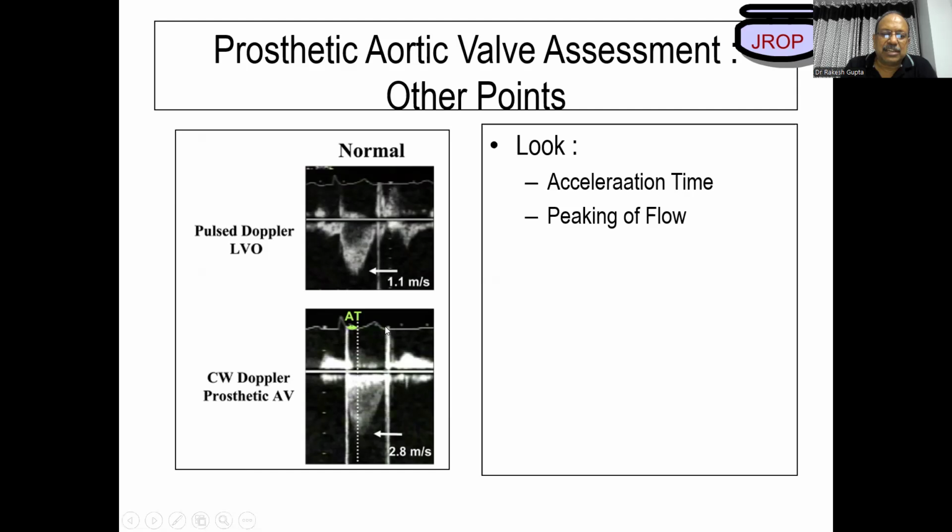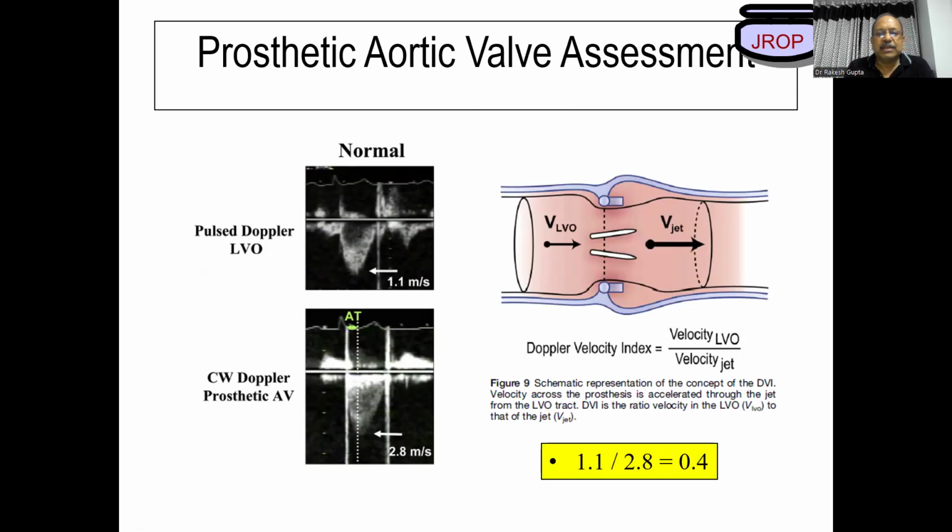Then acceleration time is the time taken from onset to peak of the aortic valve jet. That is acceleration time. And that is always taken in continuous wave Doppler, not in pulse wave Doppler. Third important thing is the Doppler velocity index. Very simple formula. If you remember for the aortic valve, we were talking of the dimensionless index, LVOT VTI divided by aortic valve VTI. Here we talk of LVOT velocity divided by aortic valve velocity.